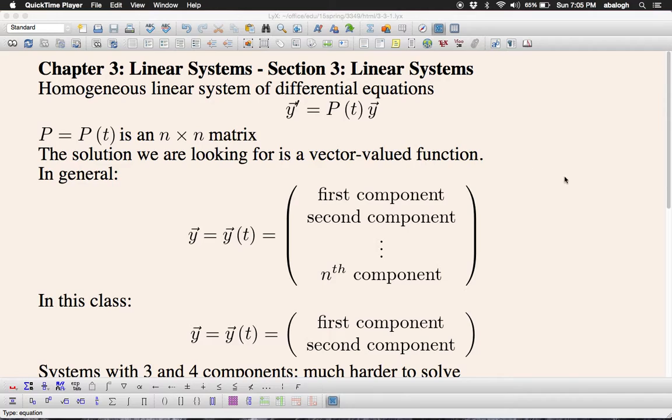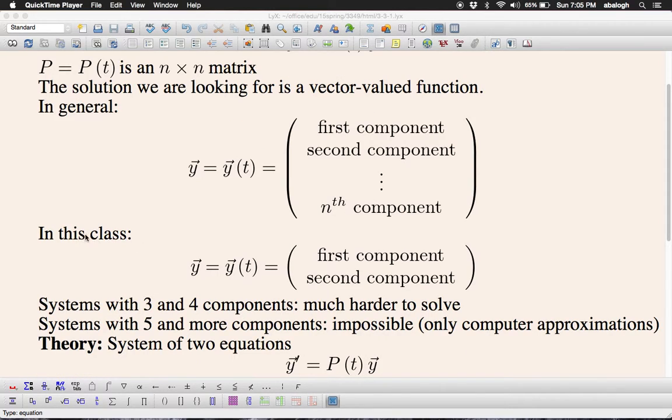And the solution we are looking for is a vector-valued function y. In general, this function has n components, but in this class we are only interested in a two-component vector, which means that the system has two equations. The reason for this limitation is that systems with 3 and 4 components are much harder to solve than systems with 2 components. In fact, systems with 5 and more components are impossible to work out on paper in general. In these cases, computers are used to approximate the solution only.